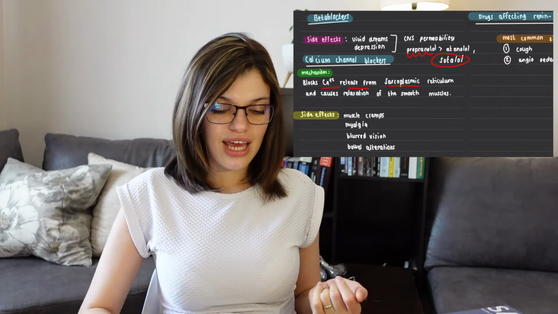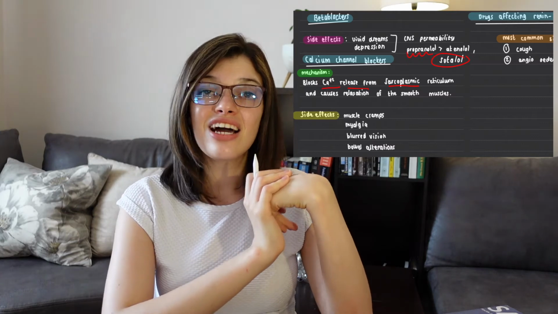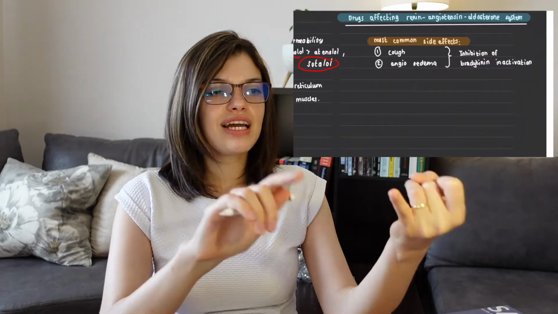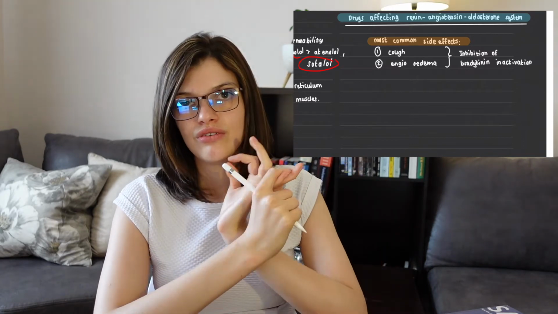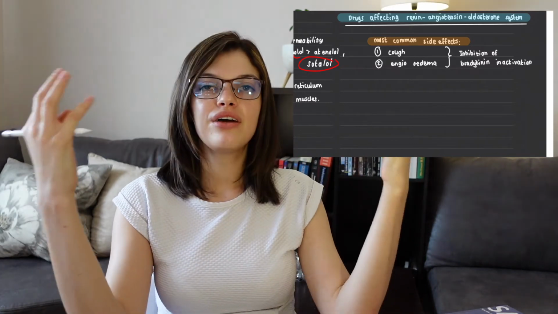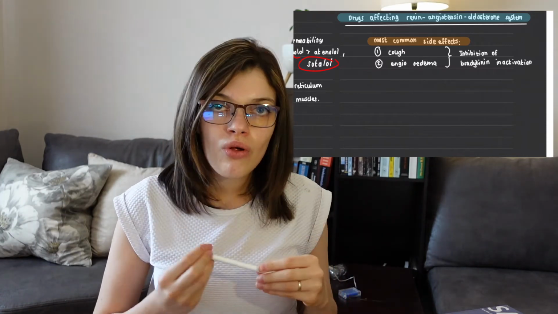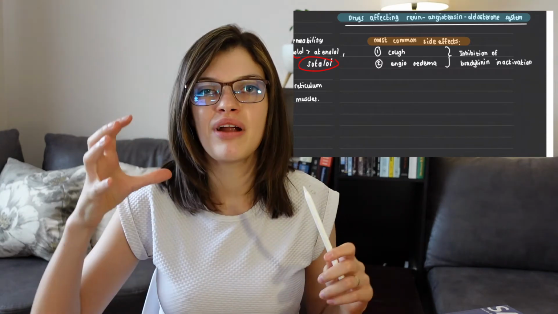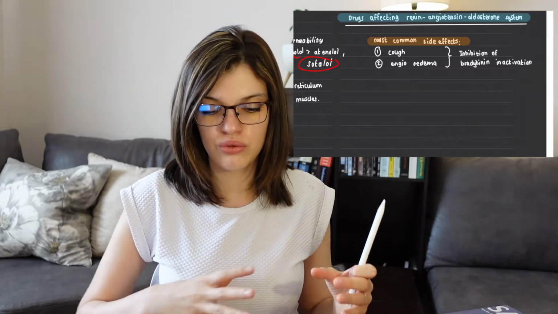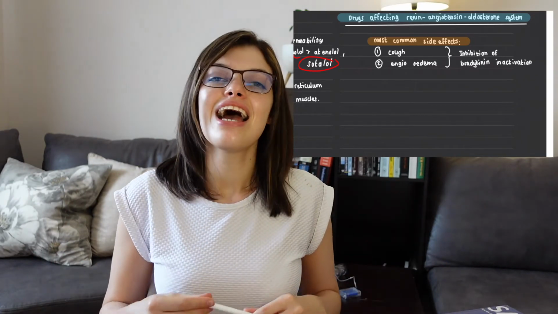Okay. Then drugs that affect the renin-angiotensin-aldosterone system. Most common side effects are coughing and angioedema. This is edema around the face, around the eyes especially, and this is all due to the inhibition of bradykinin destruction or inactivation. Okay, and there you have it. We discussed all of it.